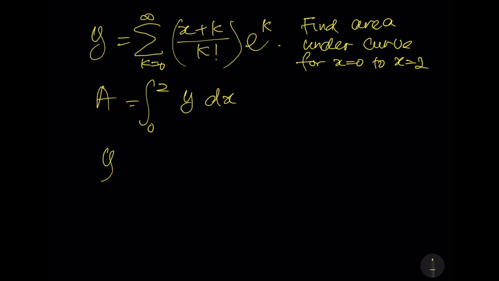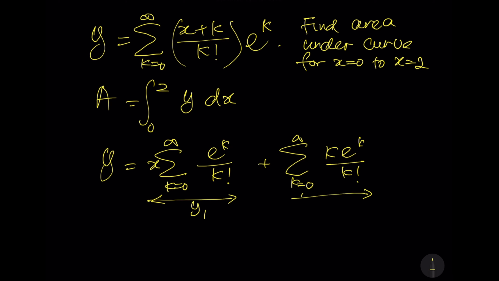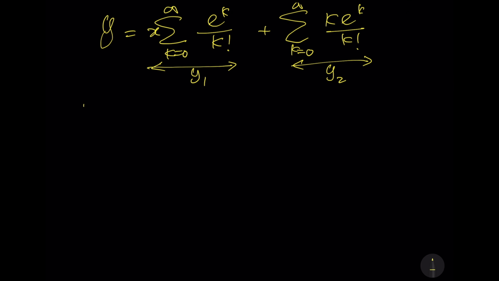Let's split the y into two parts, both from k equals 0 until infinity. The first part is x multiplied by e power k divided by k factorial, while the second part is k multiplied by e power k divided by k factorial. For the first part, x is not related to the k, which means we can move it outside the summation symbol. From here, we label y1 and then y2.